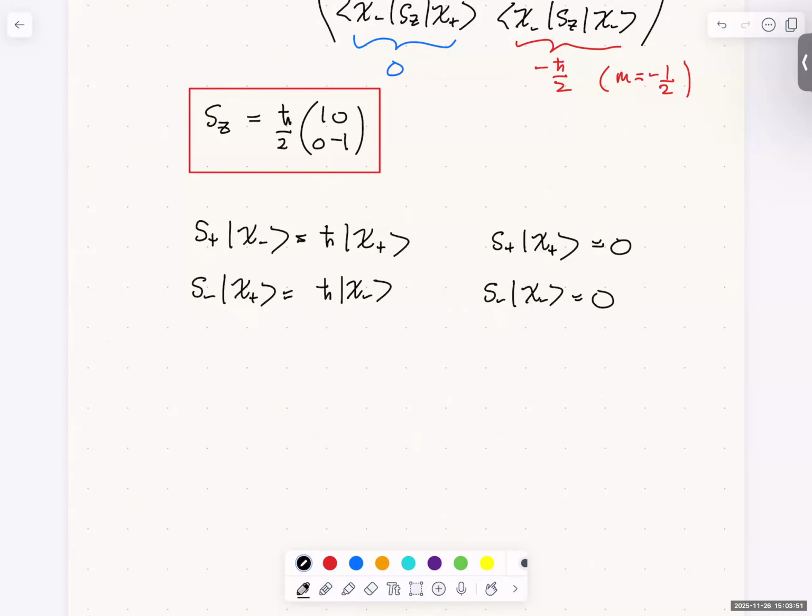All right. So we calculated something at the start of the class, and we calculated that so that we could use it now. What I want to use is S plus acting on state S M.